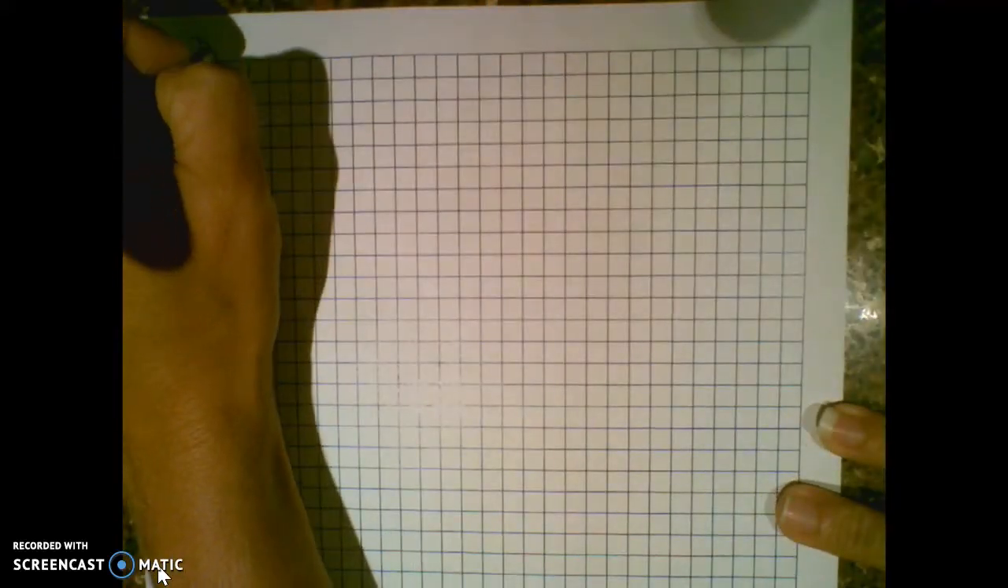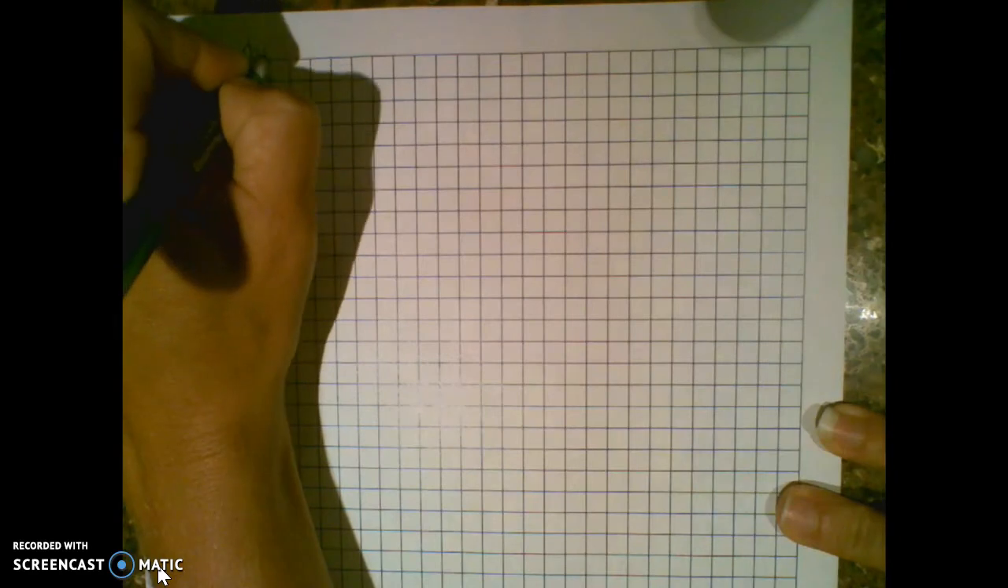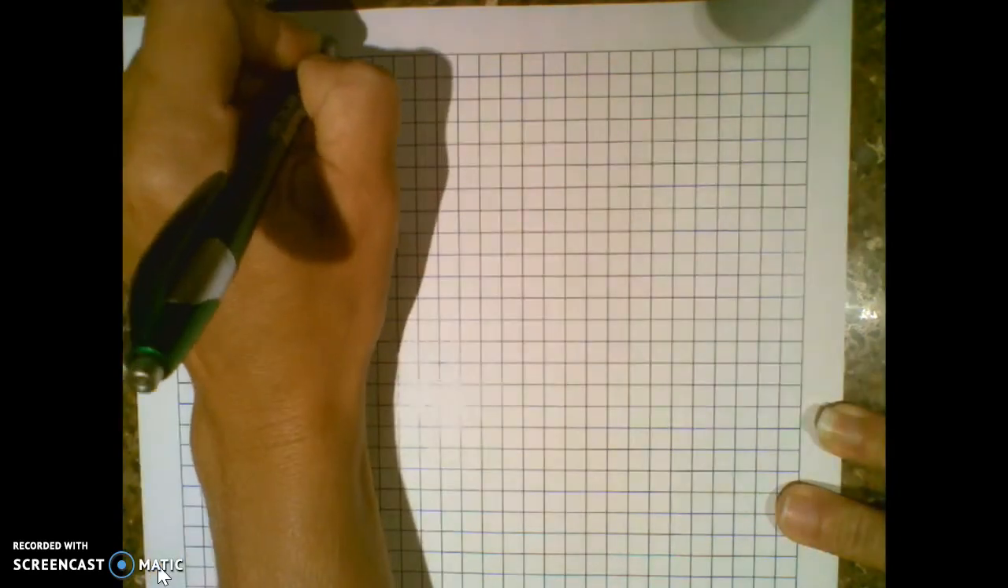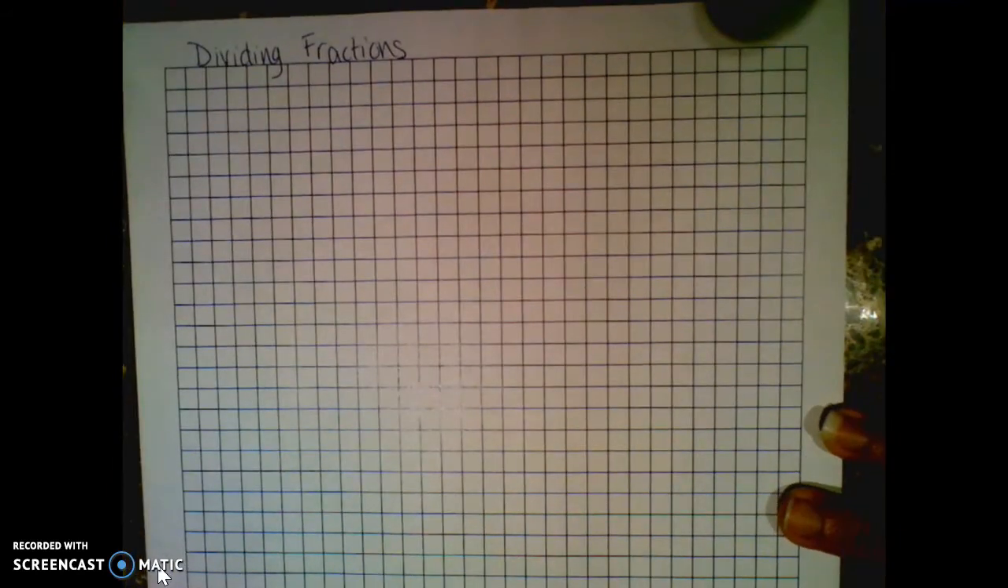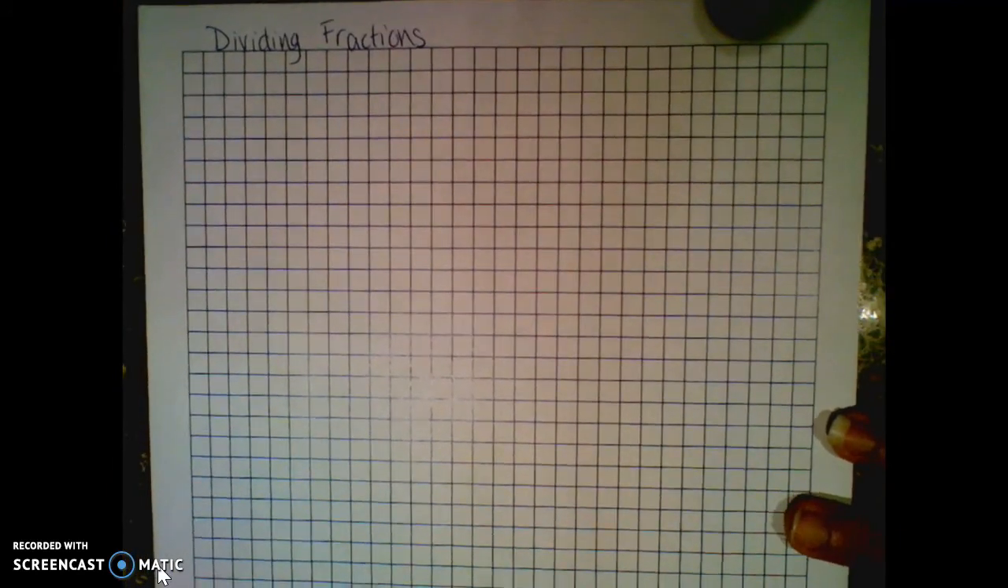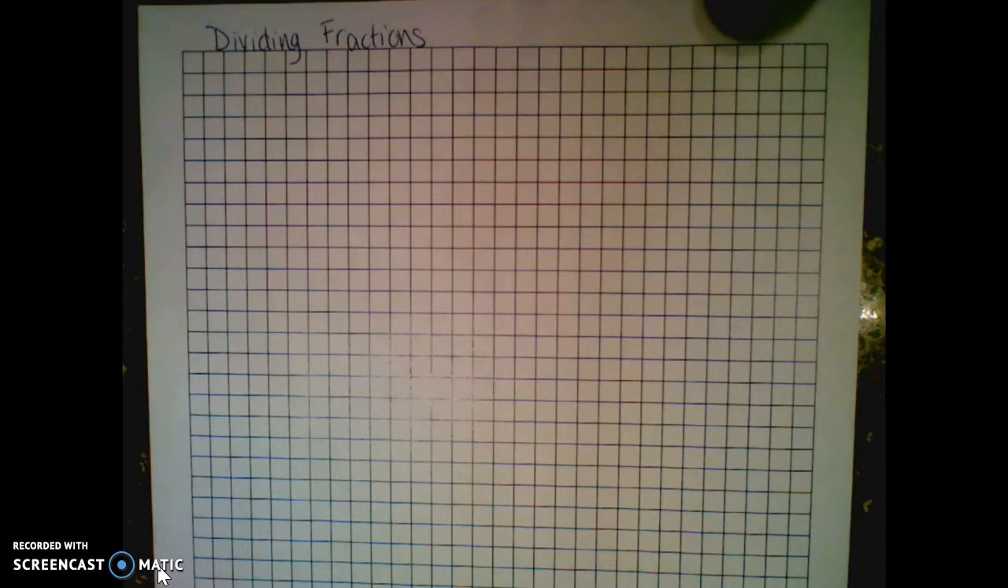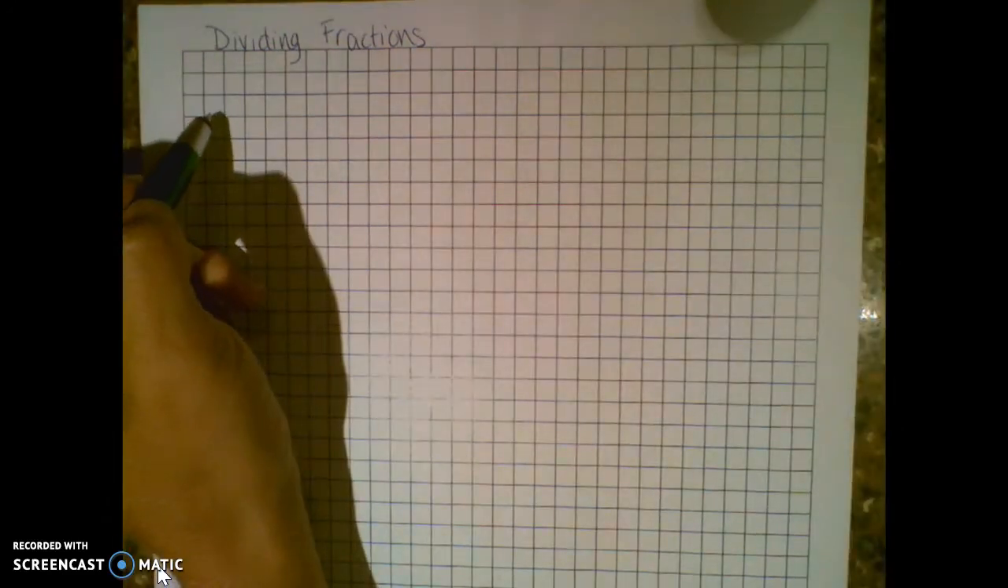Hi guys, today we are going to talk about dividing fractions using models. And you're going to see that it's going to be very similar. A lot of parts of this are going to feel like when we were dividing decimals, because fractions and decimals are really the same thing, parts of a whole.